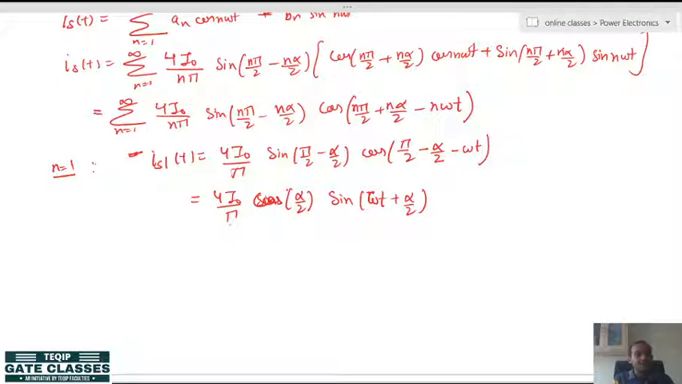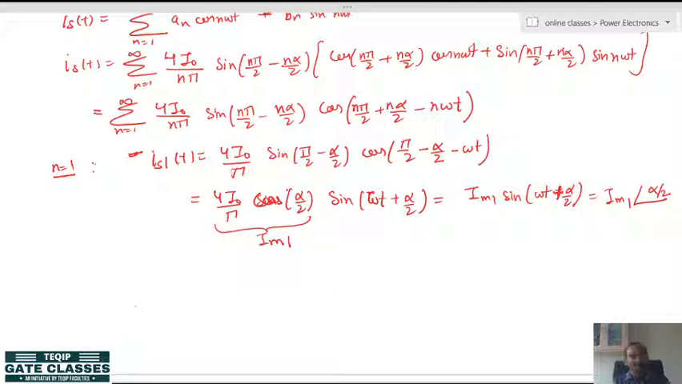Okay. Now, you see in this case this whole term is constant because alpha is fixed. So, cos alpha by 2 will be a fixed value. Alright. So, this whole term is constant, so we can represent this as I m 1, where 1 means fundamental. So, it can be written as I m 1 sin(omega t plus alpha by 2), or as I m 1 angle alpha by 2.